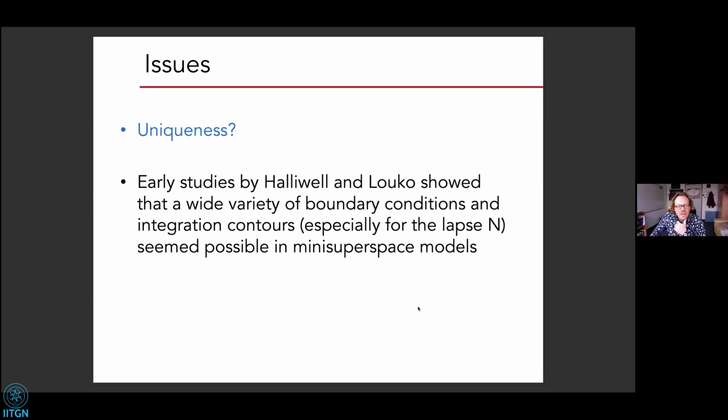Furthermore, when Halliwell and Luco tried to look at specific mini-superspace models, where you have imposed symmetry simplifications, they found that it was not so clear that this definition of the no-boundary proposal was actually unique. This was an open question for quite some time. Actually, it still is to some extent an open question.